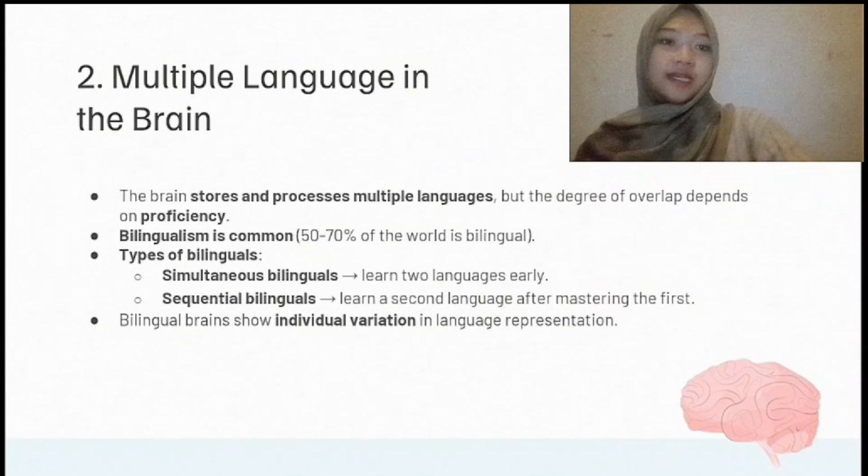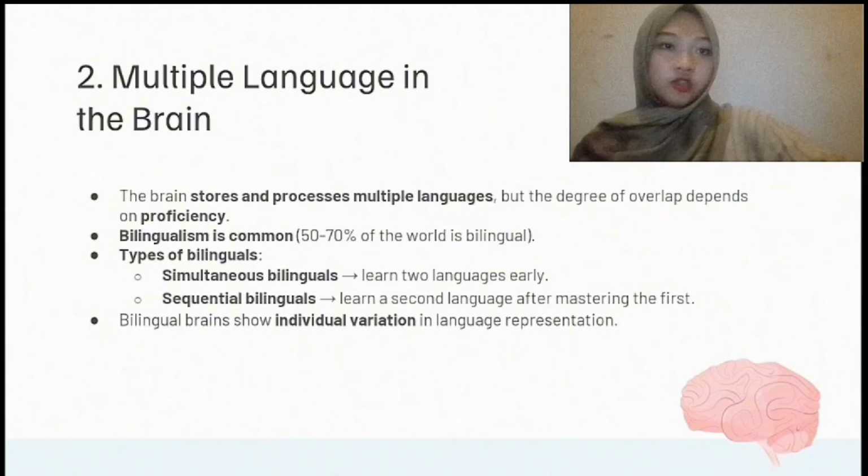The brain stores and processes multiple languages, but the degree of overlap depends on proficiency. Case studies of bilingual aphasia also show that one language can be lost while the other remains intact, or that recovery of one language can occur at the expense of the other. Bilingualism is common. 50 to 70% of the world population is bilingual. So, about 50 to 70% of the world population speaks more than one language.